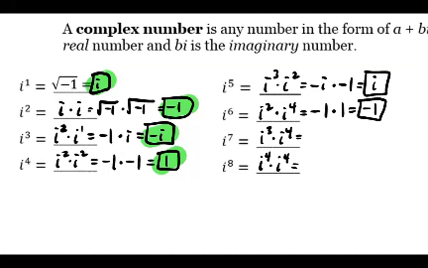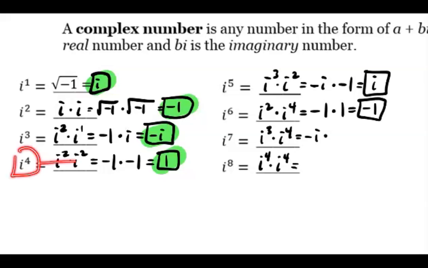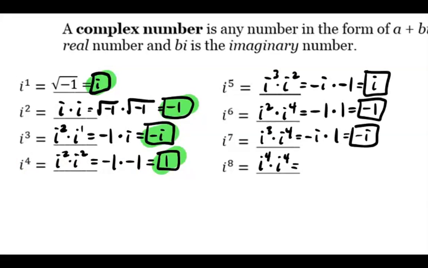So we know that i to the third is equal to negative i. And we know that negative i to the fourth is equal to just a regular 1. So what's negative i times 1? Negative i. What do you think, a wild guess, what do you think i to the eighth is going to be? It's going to be positive 1. I'm telling you right now, the answer will be 1.